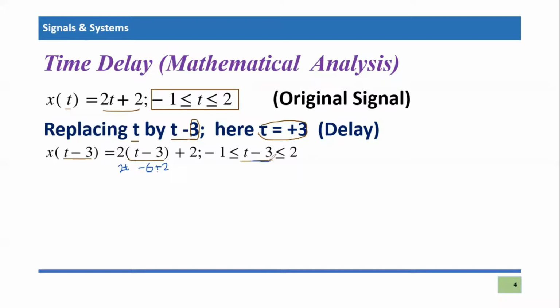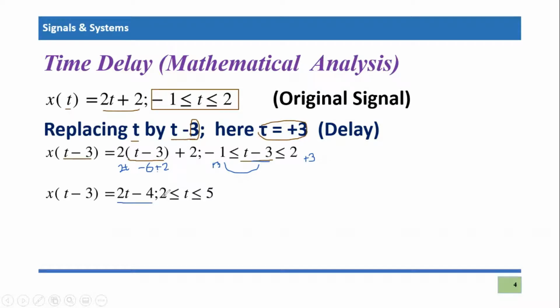So this minus 3, when it goes to this side, it will become plus 3, right? Similarly, when this minus 3 will also go to that side, it will also become plus 3, right? So if I'm going to show you how this equation will look like, then this equation would be something like this. So 2t is here, minus 6 plus 2 would become minus 4.